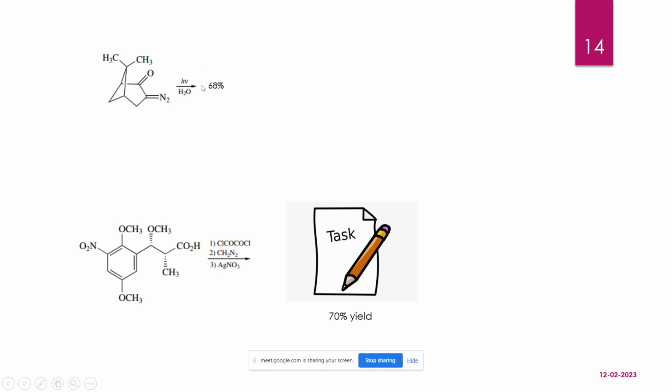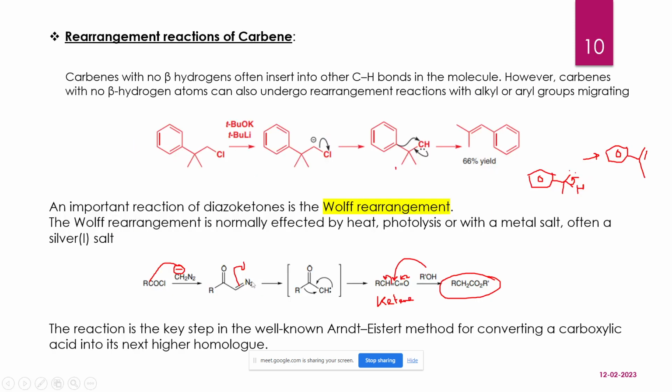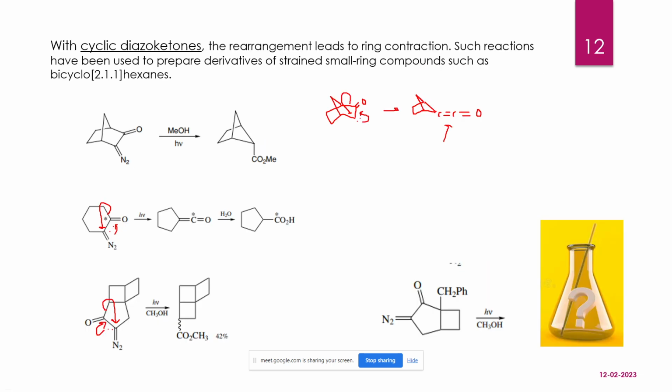I gave this problem to think about. I was just explaining these things. I will show this Arndt-Eistert reaction I was explaining. So what is happening here? It's a Wolff rearrangement. This type of rearrangement gives us a ketene moiety, which, by the addition of alcohol, will get this type of ester. Based on this, an Arndt-Eistert reaction was done.